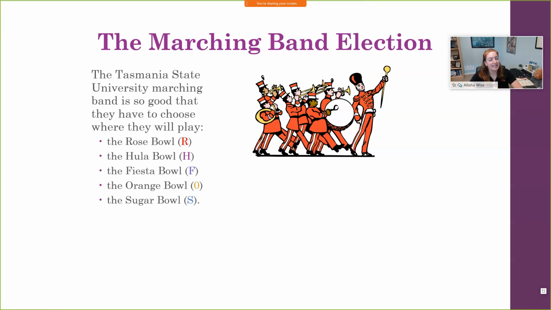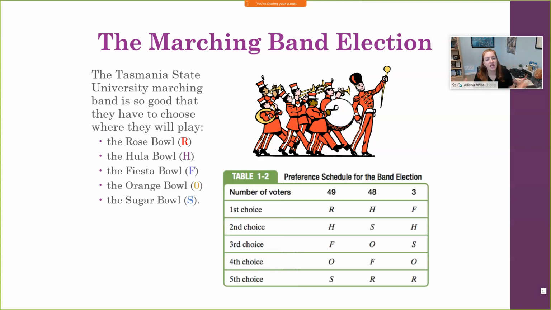So we're going to switch up our example today. No more math club. Our example today is going to be the Tasmania State University Marching Band. And they are so good that they have to choose where they're going to play. So they have a couple options. This is before the corona, when there were actually events to go to. They have the Rose Bowl, the Hula Bowl, the Fiesta Bowl, the Orange Bowl, or the Sugar Bowl that they could go to. So they went ahead and surveyed all of their band members and said, go ahead and tell me which one you'd like, first, second, third, fourth, and fifth.